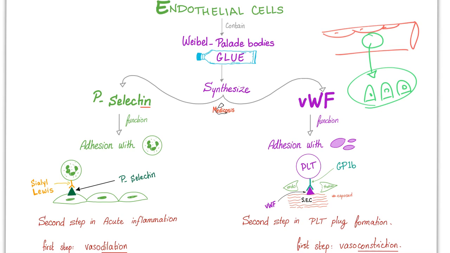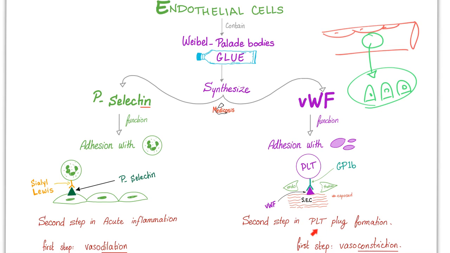But in case of platelet plug formation, what are you trying to achieve? I'm trying to prevent bleeding. So you better vasoconstrict the vessel. And that's a very important point. So in acute inflammation, you need to vasodilate and then they will adhere. What do you mean by they? The neutrophils and the endothelium. What is the glue? P-selectin. What's the name of the receptor? Sialyl-Lewis receptor on the neutrophil.